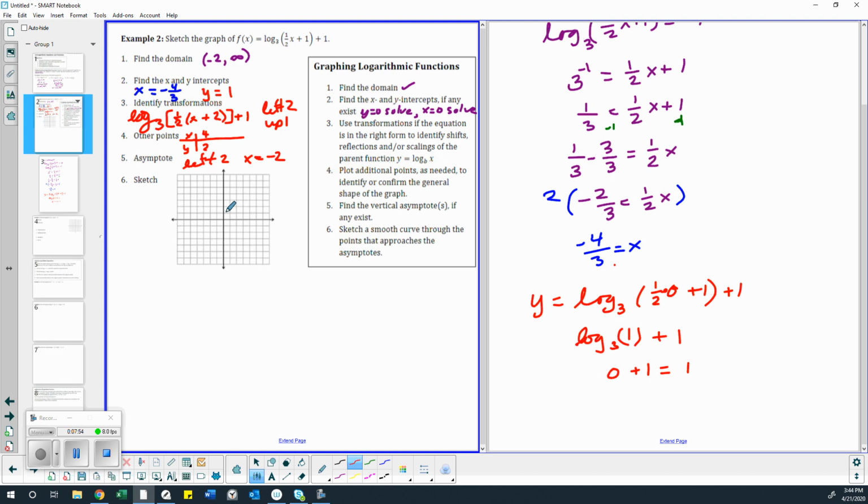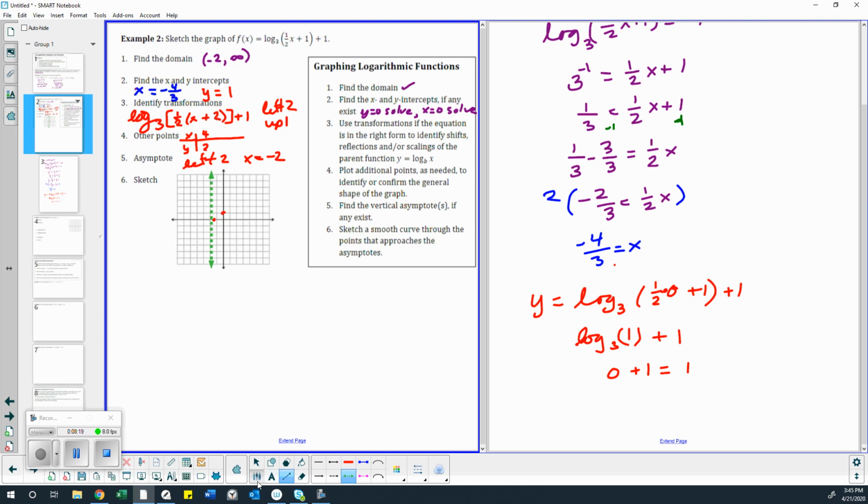So we have an x-intercept at -4/3. That's about right there. And we have a y-intercept at 1. And we have a vertical asymptote at -2. My computer changed what I was doing.